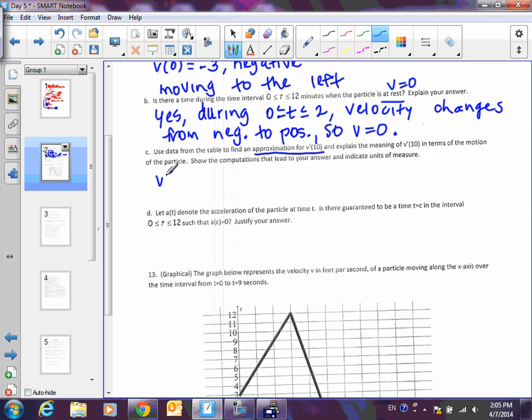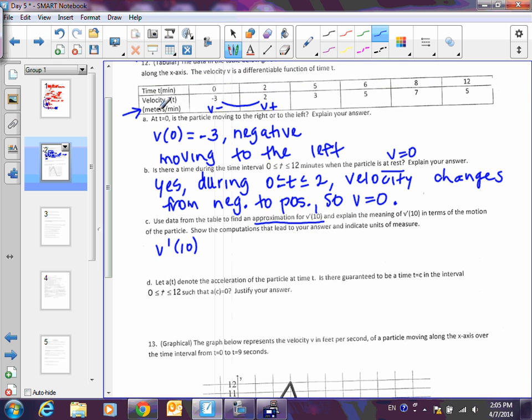Let's think about what they're really asking us. They're asking us for acceleration, an average acceleration, because I don't have an equation for velocity that I could take the derivative of and plug in 10. That would be finding the acceleration at time equals 10. All right, so approximation means equals like this. So approximating a derivative, what they're really asking us for here is AROC, okay, average rate of change. Now remember, that's going to be slope.